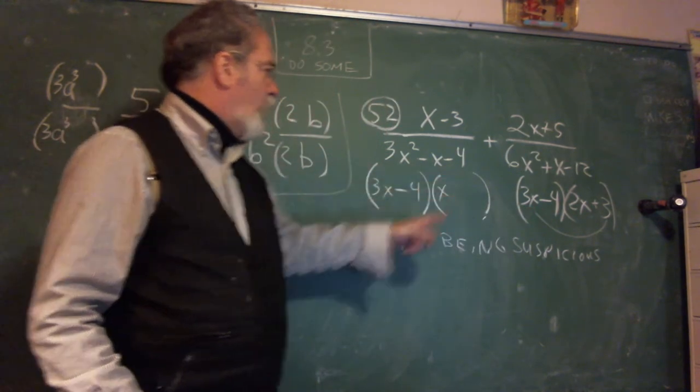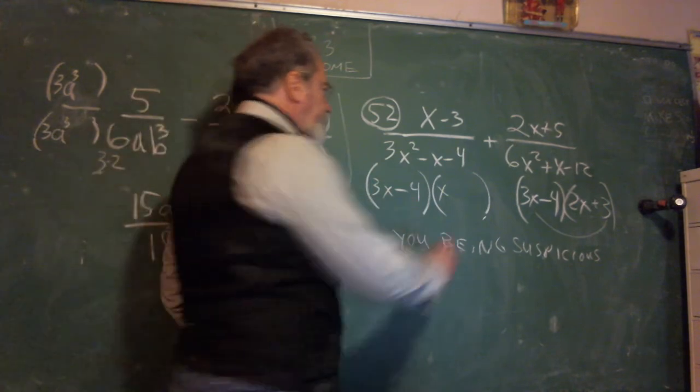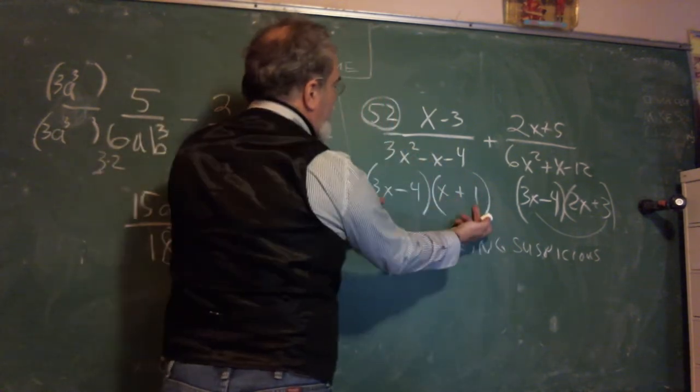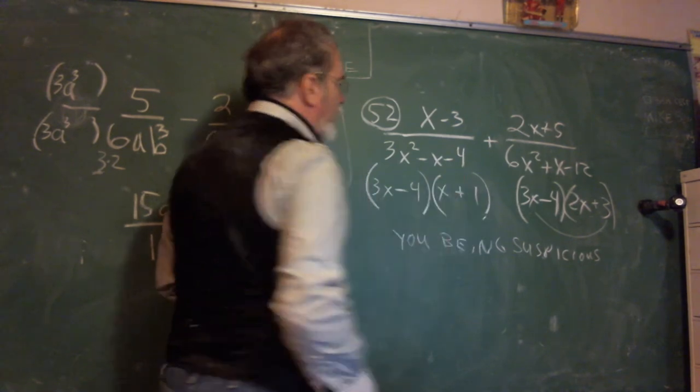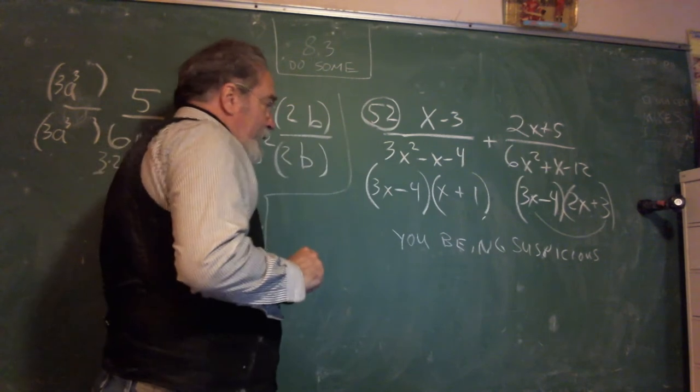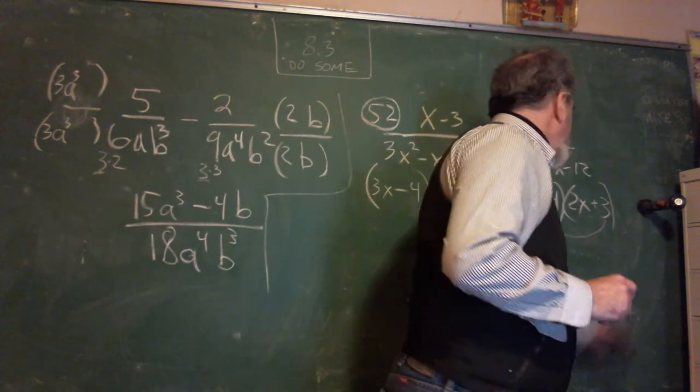Well, I need to get a 4. 4 is 4 times 1. So out of plus 1 here, I get a negative 4x and a positive 3x. That gives me negative 1x. This factoring is right. So my common denominator can be written like this.